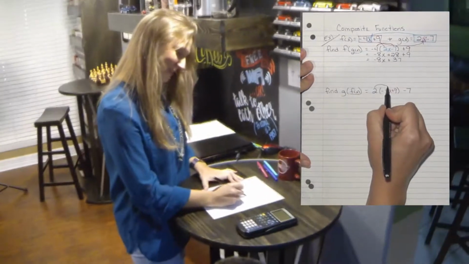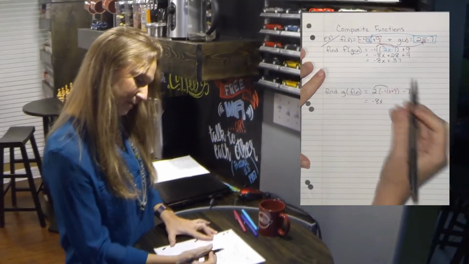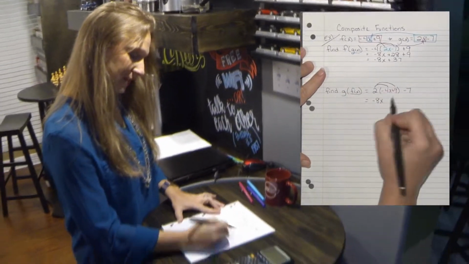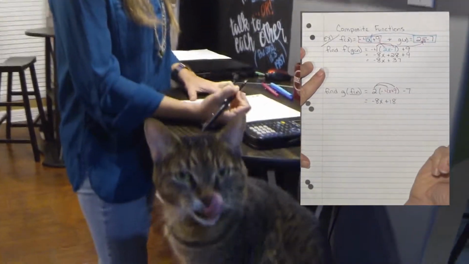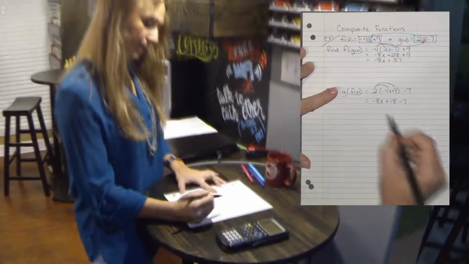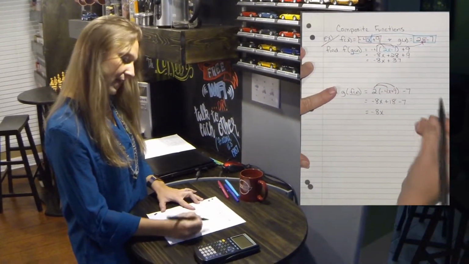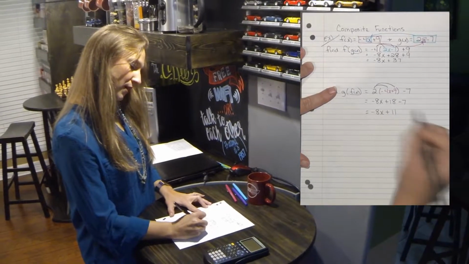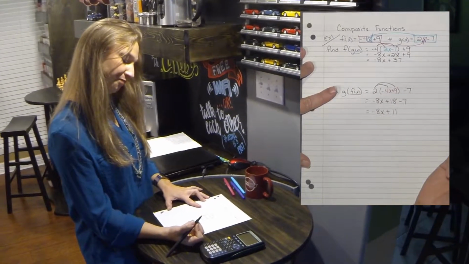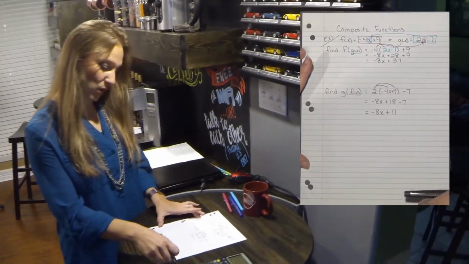All right, 2 times -4x is -8x. 2 times 9 is 18. Minus 7. Last, we combine like terms. -8x, combine 18 and -7 would be +11. And that's it for that question.